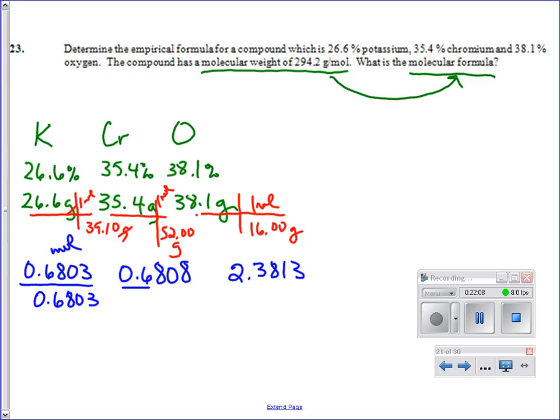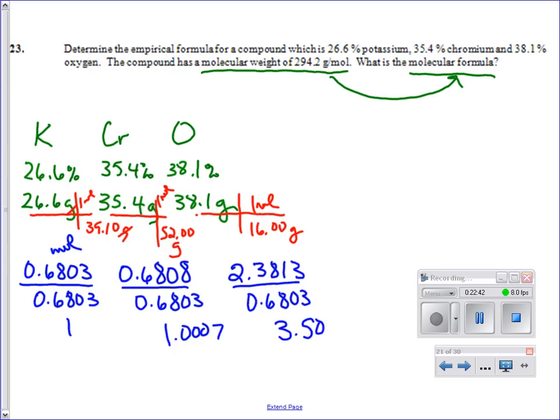0.6803. Okay, this is going to be 1. I can tell that's going to be really, really close to 1. 1.00, how many O's? Just want to show you how close to 1 it is. Yeah, that's 1. And this one, I don't know what that half means in chemistry.